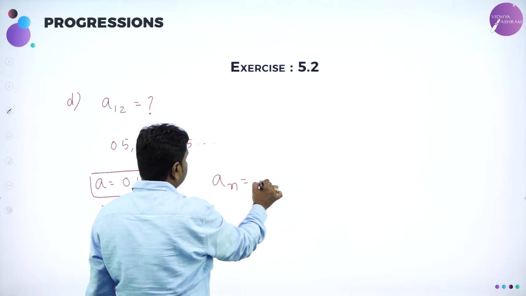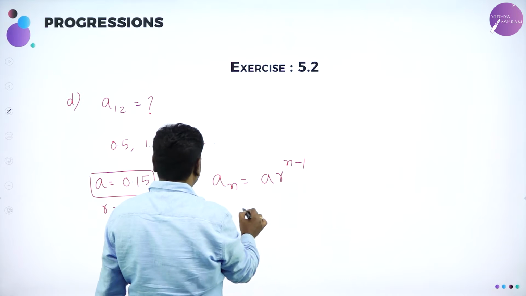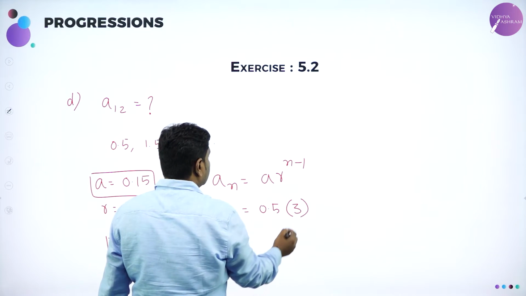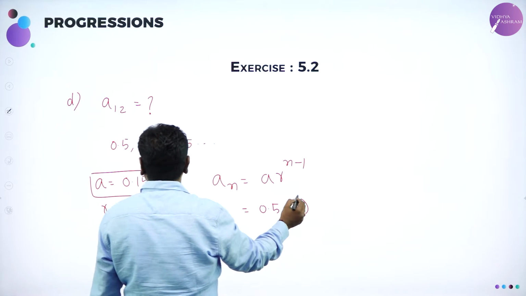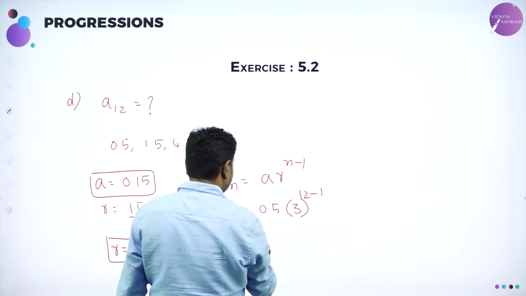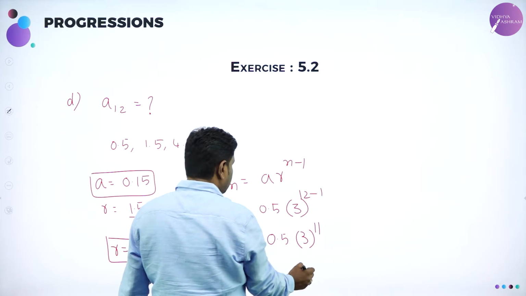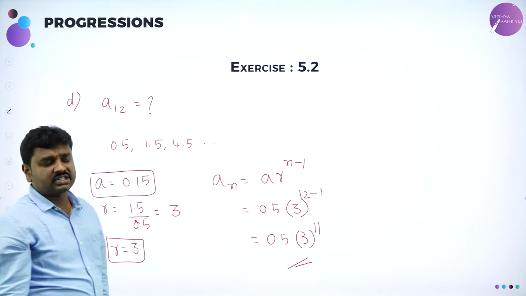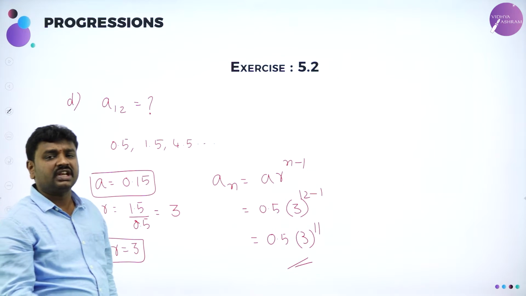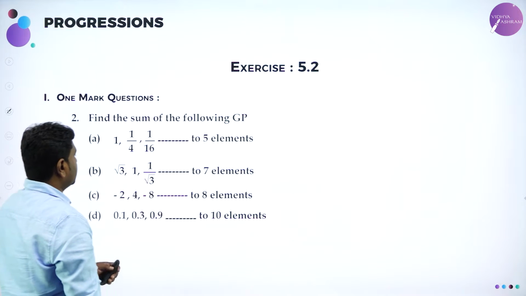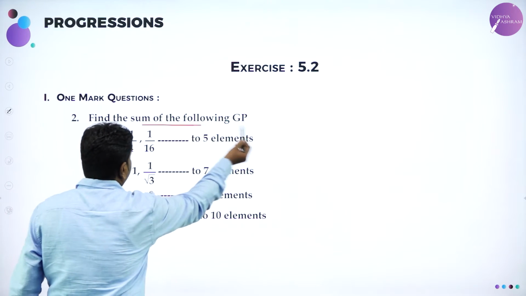You know what is an? A into r power n minus 1. A means 0.5, r is 3 power n minus 1. What is n minus 1? 12 minus 1 is 11. So 0.5 times 3 power 11. 3 power 11 is a big number. You can use a calculator. Since there are low calculators, multiply 3 eleven times and then multiply by 0.5, you get the answer.